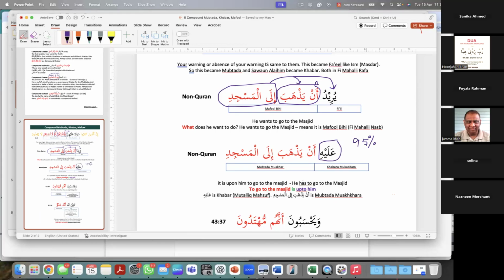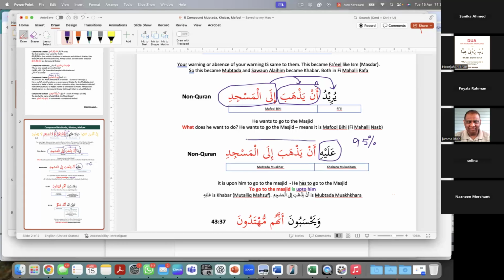Mimma razaqnahum. Mimma, jar majrur came, after that a fa'il came. Okay, so very rarely you will find jar majrur coming in the beginning, and it is not a jumlatul ismiya. Very rarely you will find something as jumlatul fi'liya. Okay, so here, what did you say? Alayhi ayyadhhaba ilal masjidi.